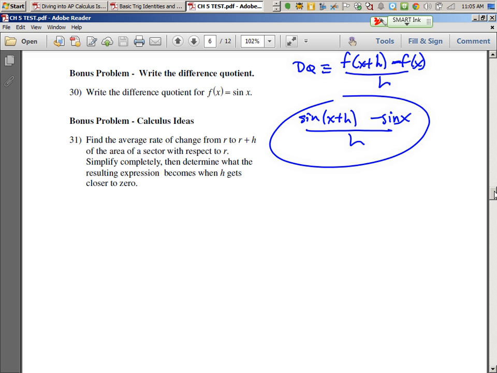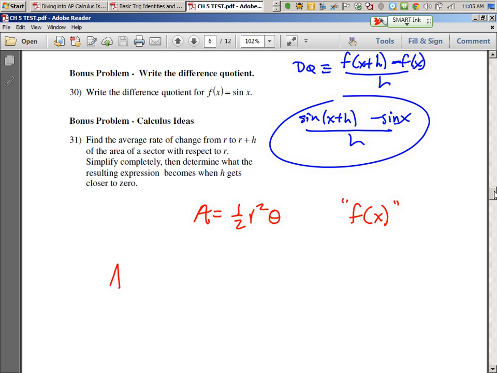Wow, this is complicated. But what's the area of a sector formula? It's the very first problem on the test. What's the area of a sector? You scroll all the way back to number 1. What was it? 1/2 r squared theta. Right. So this is sort of like your f of x. See? That's like your f of x.